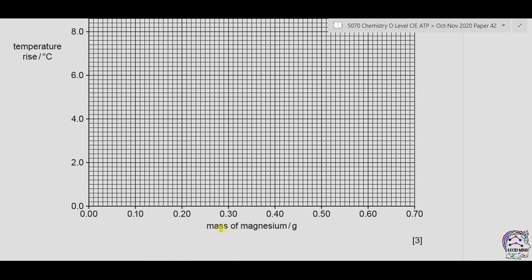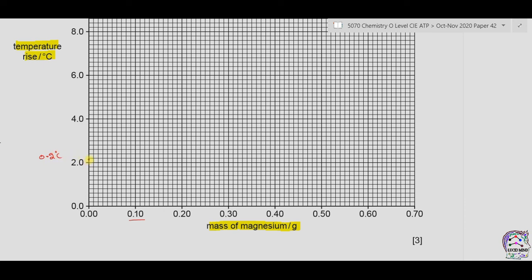This is the graph. On the x-axis we have mass of magnesium in grams. On the y-axis we have temperature rise in degree centigrade. Now from the table, the first mass was 0.10 grams of magnesium and the temperature rise was 2.6 degree centigrade. Now on the y-axis, each small box is equal to 0.2 degree centigrade.